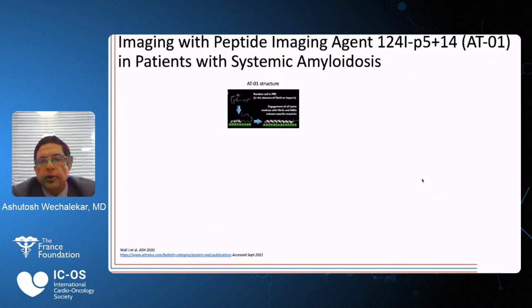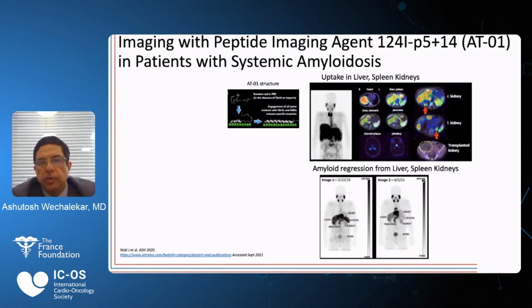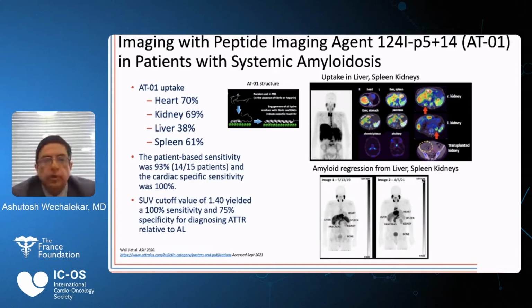There are a number of other new agents, which are small peptides, which are being studied, such as AT01. This is a small peptide which can bind to all types of amyloid fibrils in a sort of covalent way, very similar to what we see with SAP. These are a couple of scans from patients who have been imaged with this particular agent. And you can see that there is uptake in the liver, spleen, and kidneys with this particular agent. And in the second scan, you can see that the liver uptake has improved.